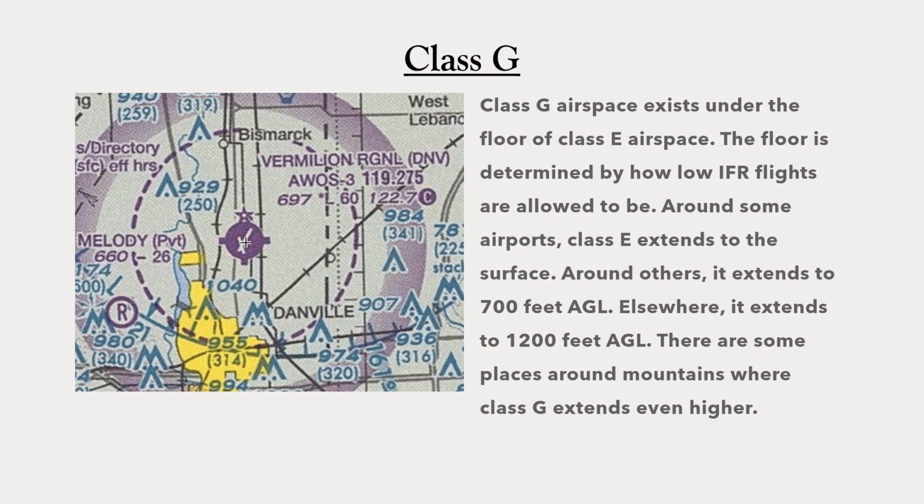Usually when we're in Class G airspace, it's because we're in the traffic pattern at the airport. We really shouldn't be messing around away from an airport at altitudes less than 1,200 feet above ground level. But usually when we're in Class G, it's because we're in the traffic pattern at an airport.